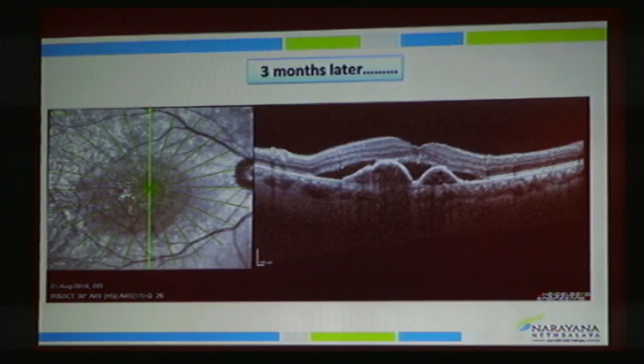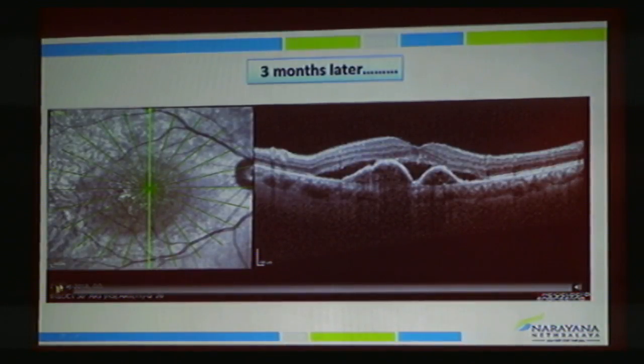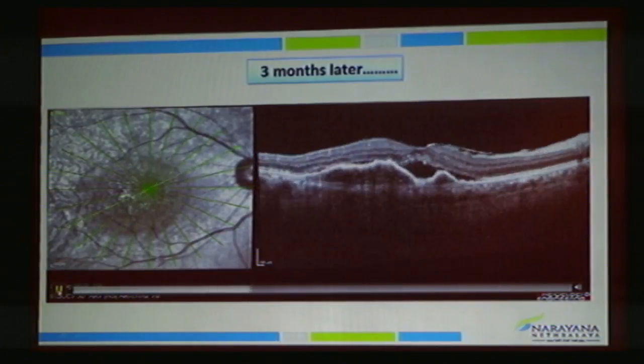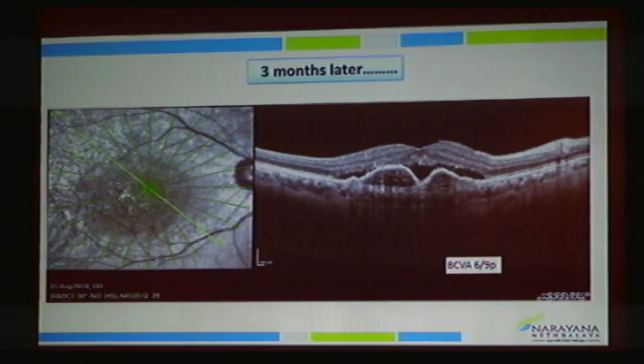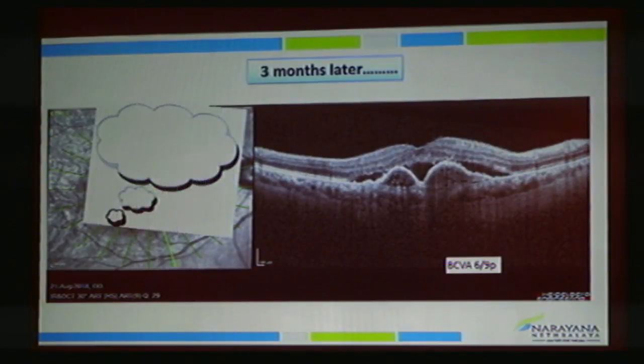The patient was maintaining; this is again 3 months later, you can see that the amount of SRF has increased marginally. However, the patient continues to maintain a vision of 6/9 partial. So our question to you is, what do we do next?